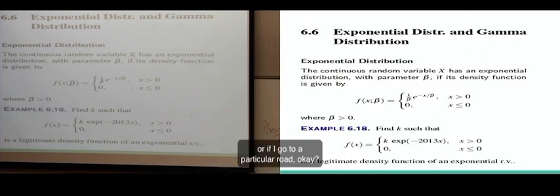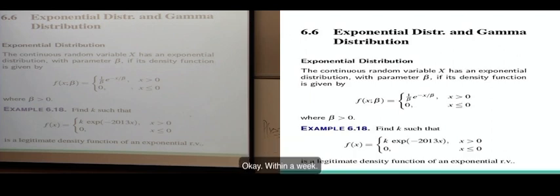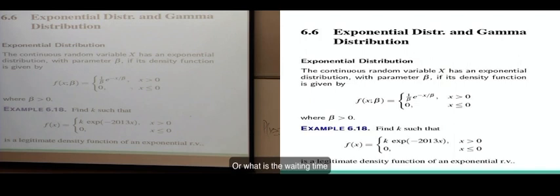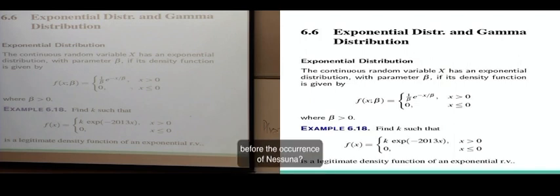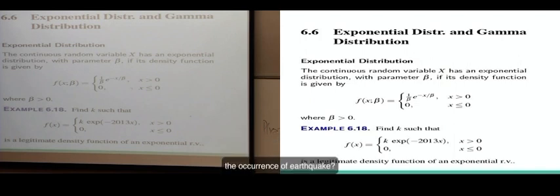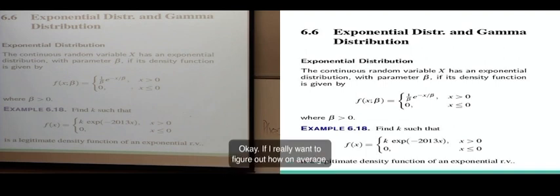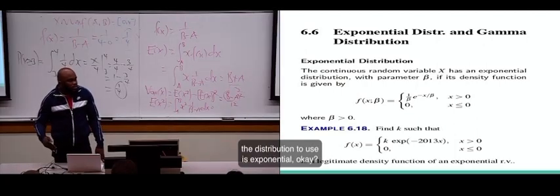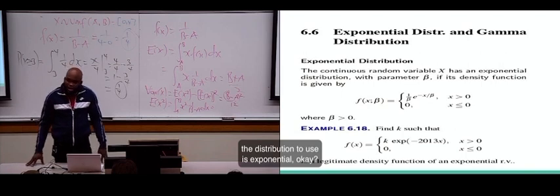Or if I go to a particular road, within a week, how long am I going to wait before the occurrence of an accident? Or what is the waiting time before the occurrence of the next tsunami? Or the waiting time before the occurrence of an earthquake? If you really want to figure out on average how long we are going to wait before that occurs, the distribution to use is exponential.